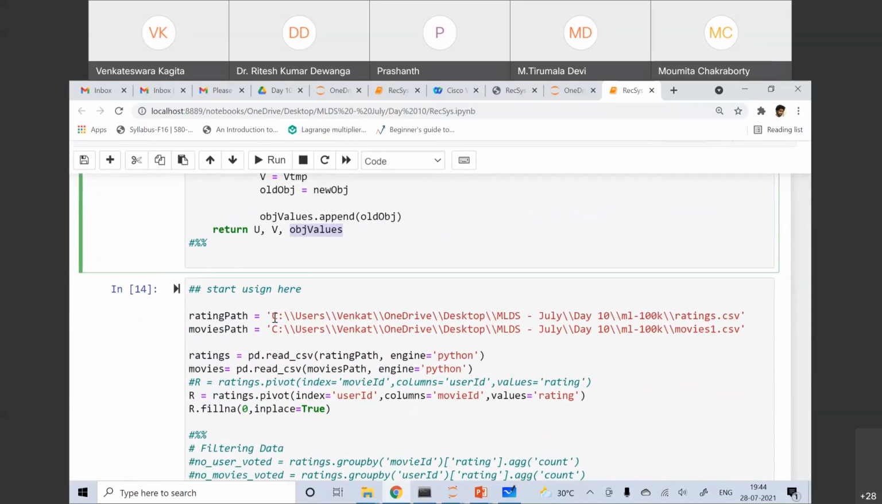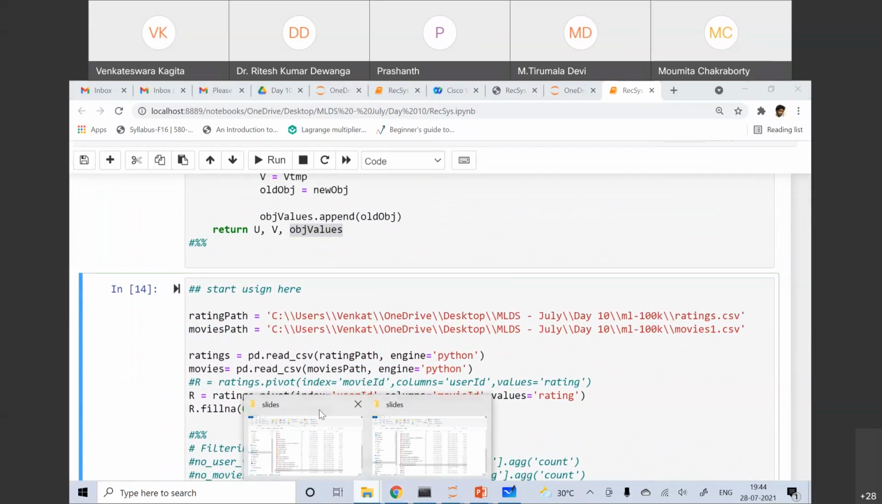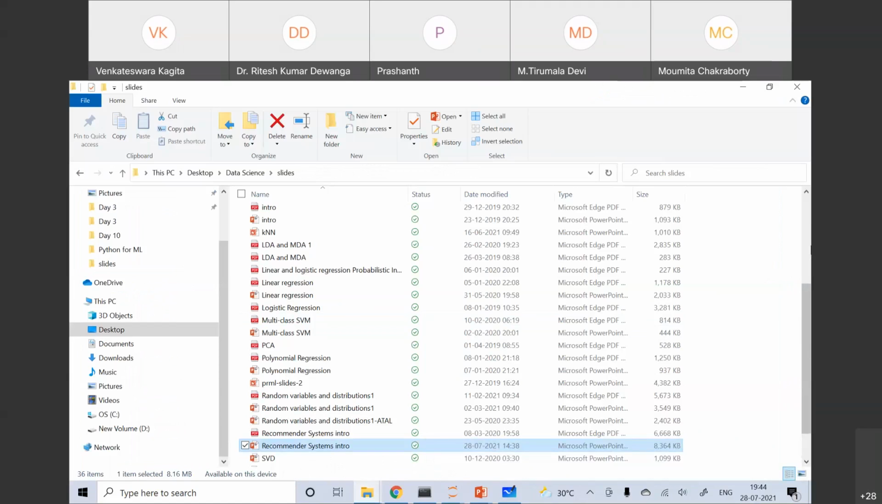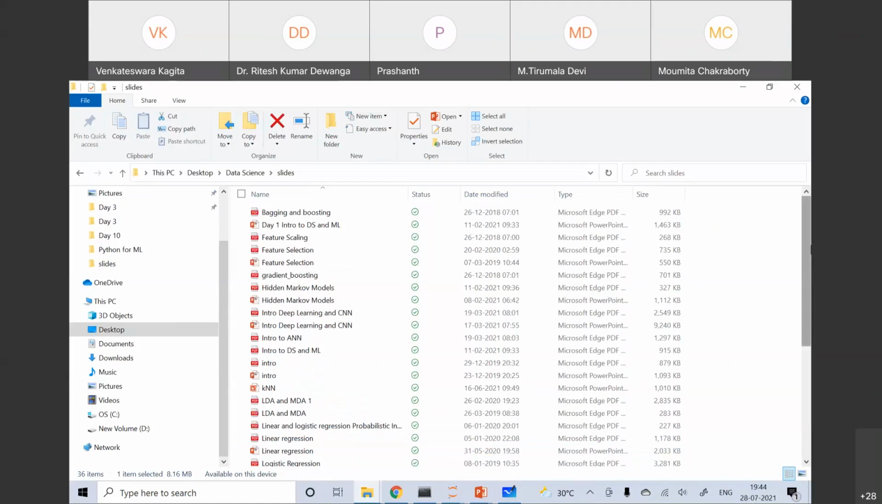So this is the rating part. I have this data set in my folder. You can download it from MovieLens 100K. If you search for it, you will get the data set very easily. You can download it and place it, no problem. Otherwise, I can also keep it in the folder. For now, I didn't keep it. I'll keep it after this session.